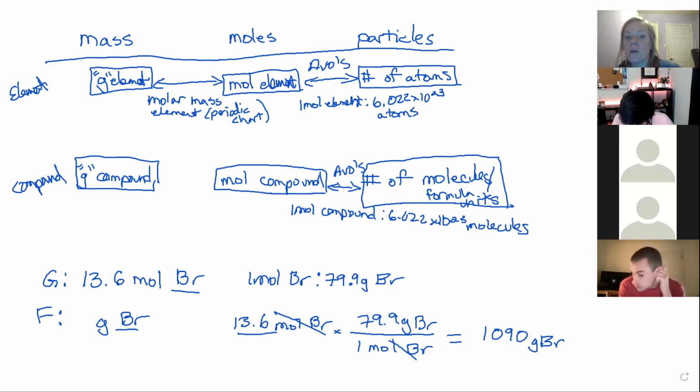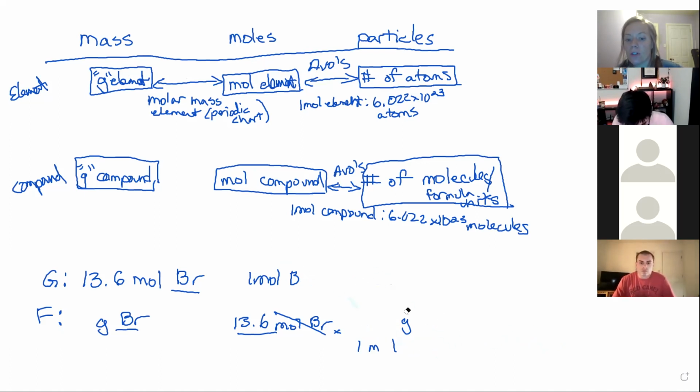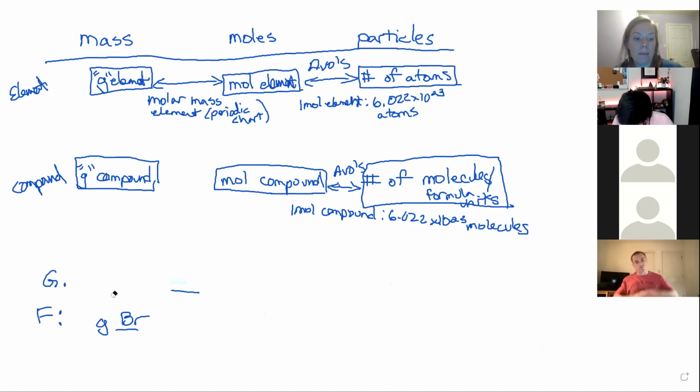Sometimes we talk about the moles being like the crossroads in chemistry because you kind of have to go through them in order to do a lot of your unit conversions. So let's do a double step problem.